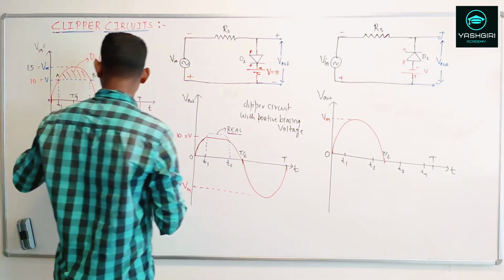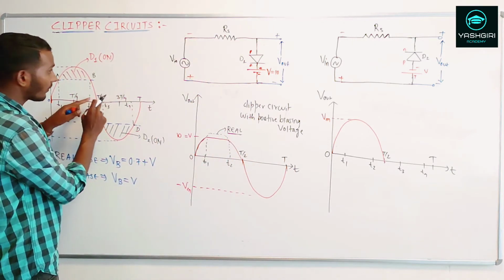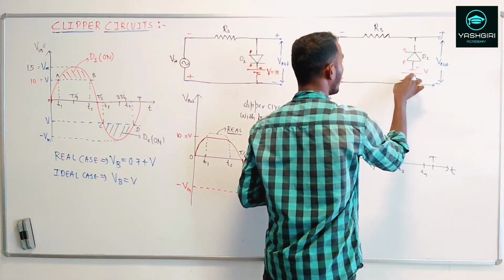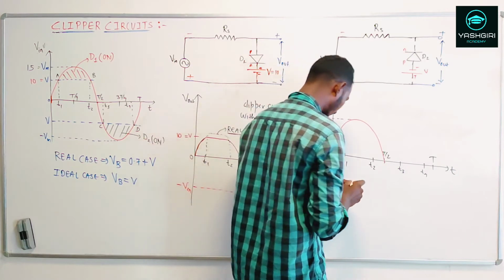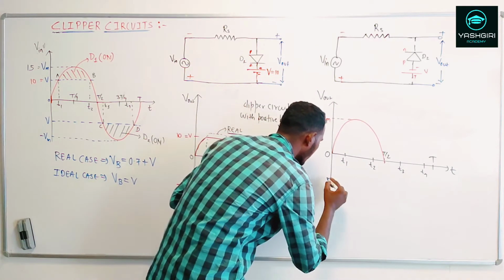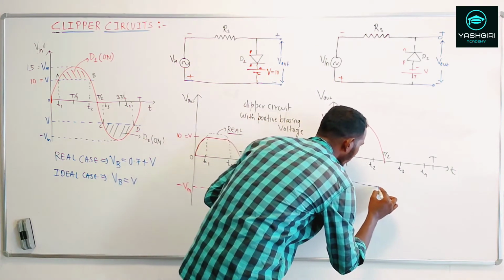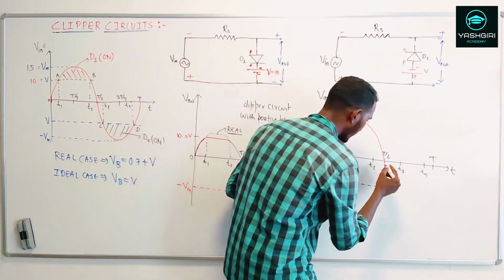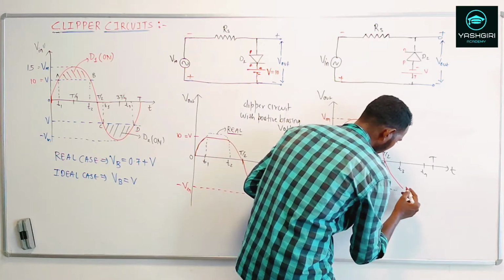So from T by 2 to T3, the diode will act like an off state. So it will continue to be in the open state. Till this point, till this V, you will find that the output follows the input.